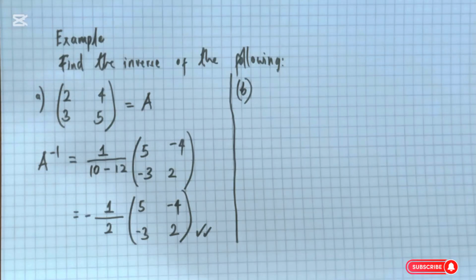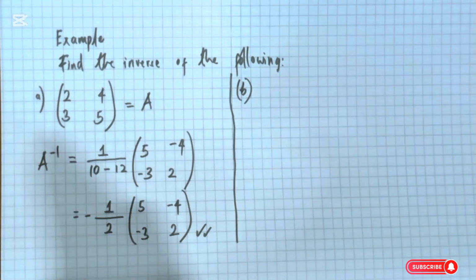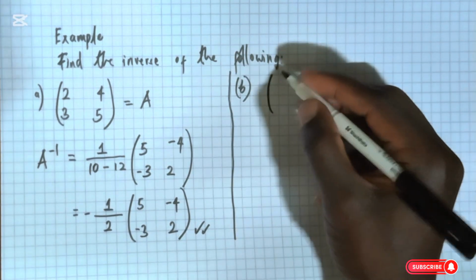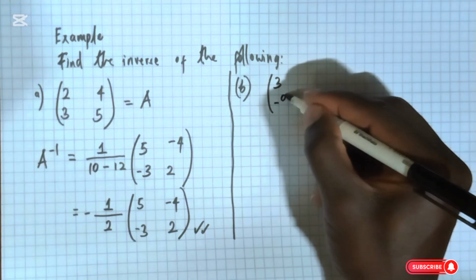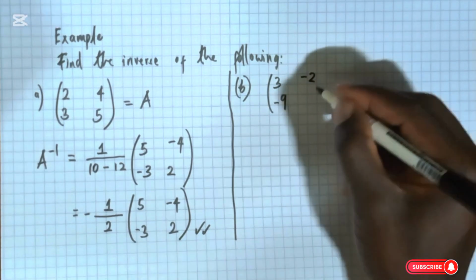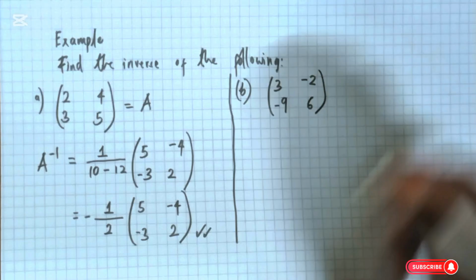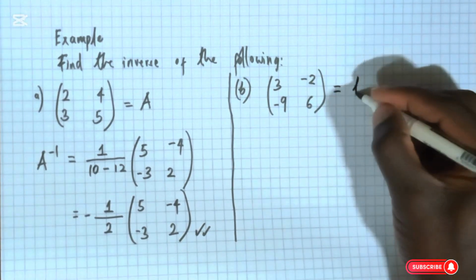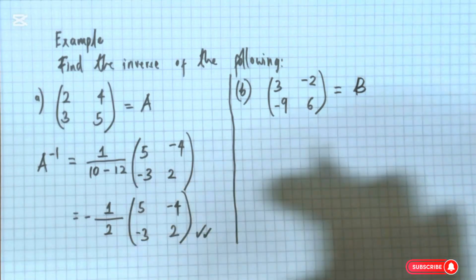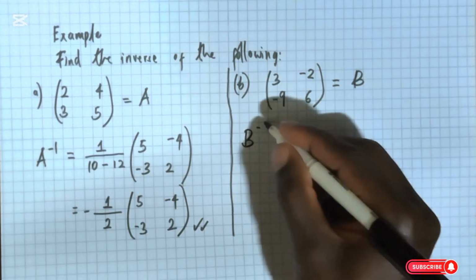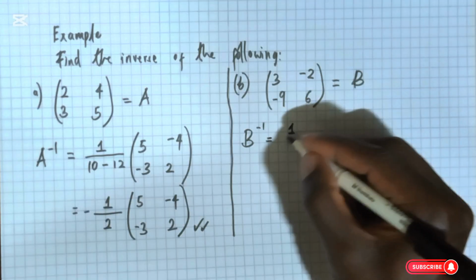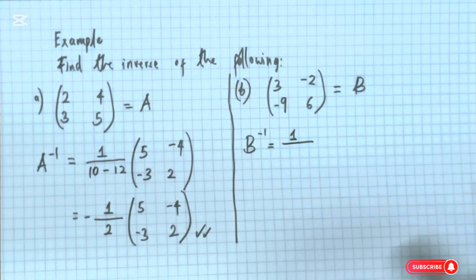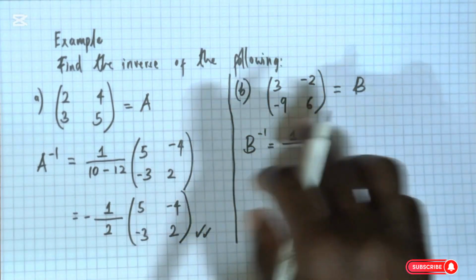So let us try and actually solve this particular problem as we understand the concept of a singular matrix. We have the matrix 3, -9, -2 and 6. This matrix is labeled B. Remember, for us to find the inverse of B, that is B raised to -1, we're going to have to multiply it by the reciprocal of the determinant.